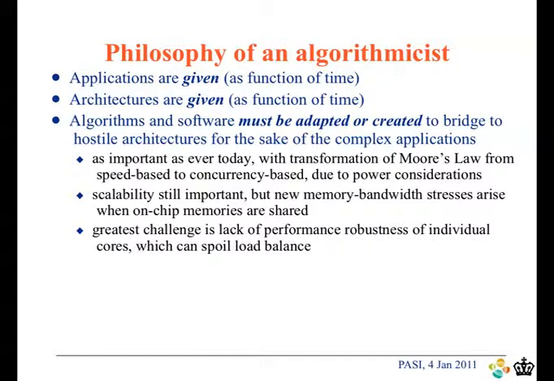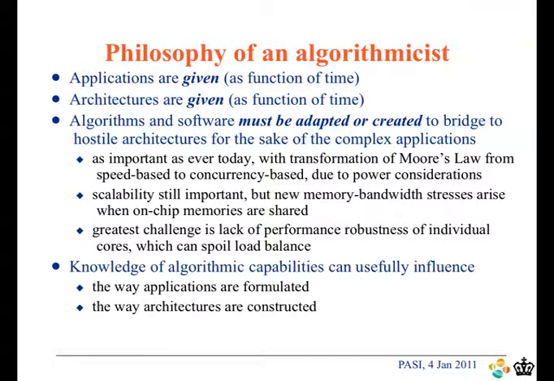Scalability is still important, but there are new memory bandwidth stresses in addition to the old ones, and the greatest challenge is the lack of performance robustness of individual cores at the exascale, and you'll see what I mean in a moment, which can spoil all of our best attempts to do load balancing. Individual processors will not be reliable performers at the exascale, primarily because of power and correctness reasons, because of all the engineering corners that are cut in order to make an exascale machine buildable.